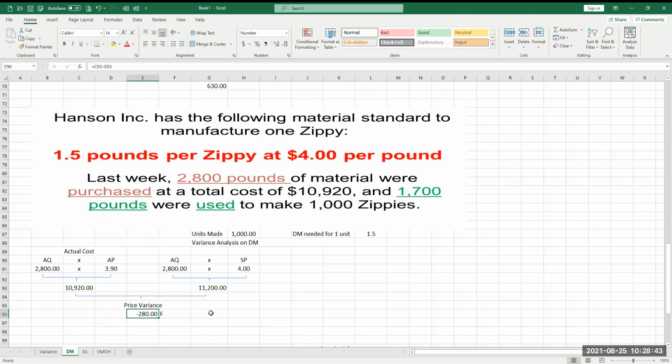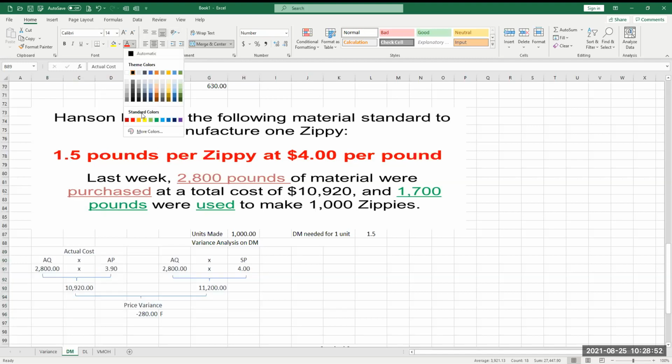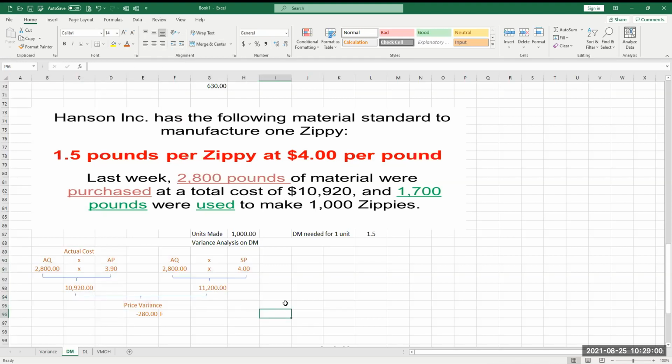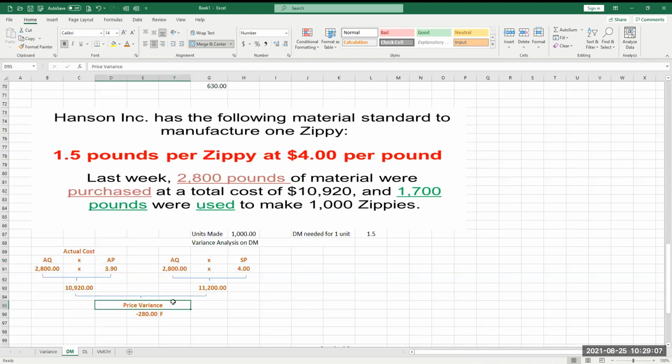And that's where I stop. I'm stopping here on the price variance. Let's go with the same cover here. And that cover will be this one. This is my price variance, and that's where I'm going to stop. I'm not going to go any further.